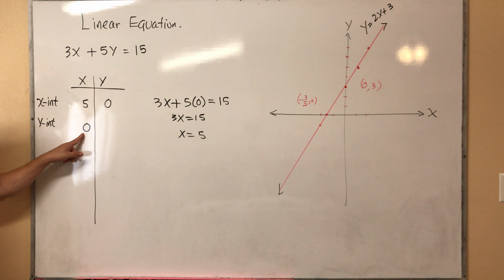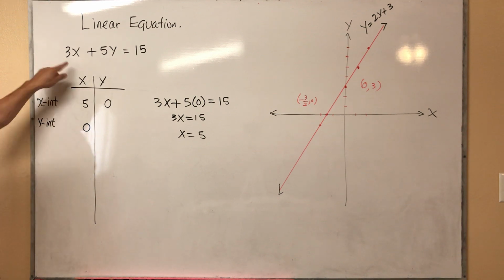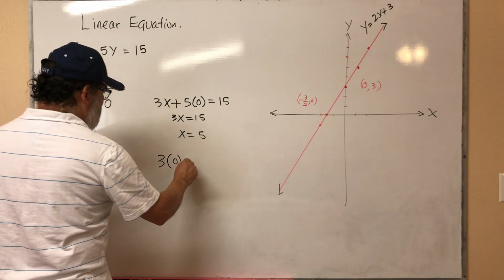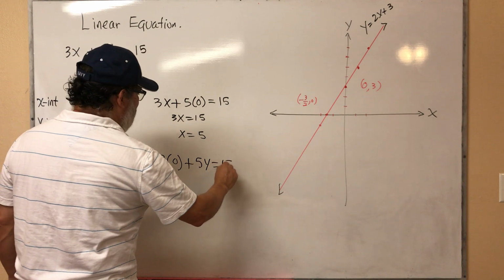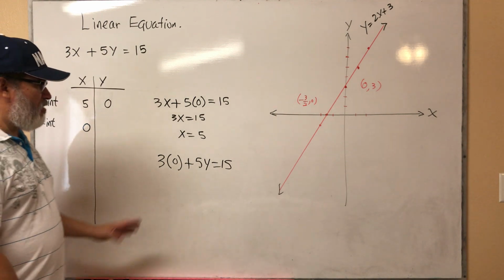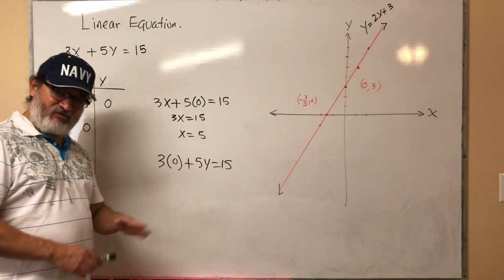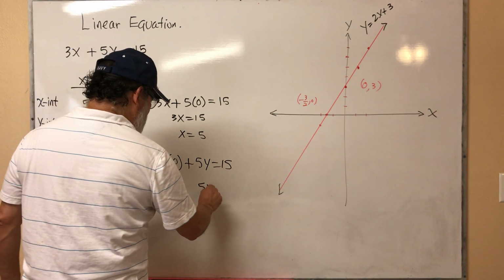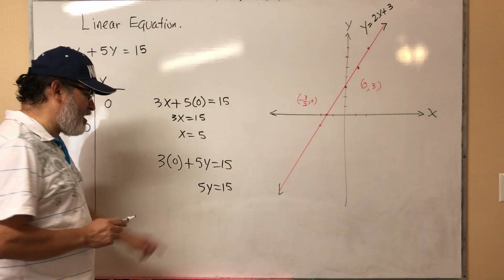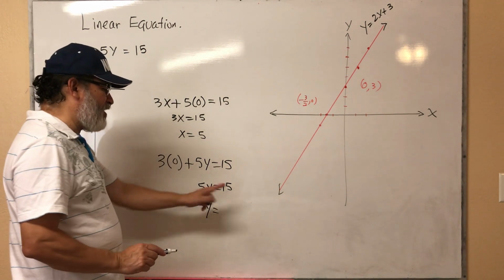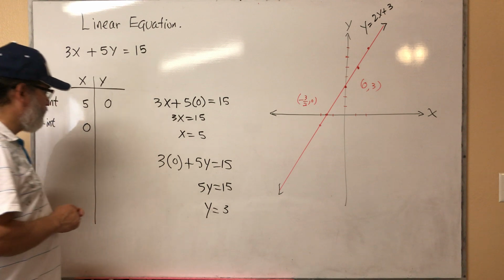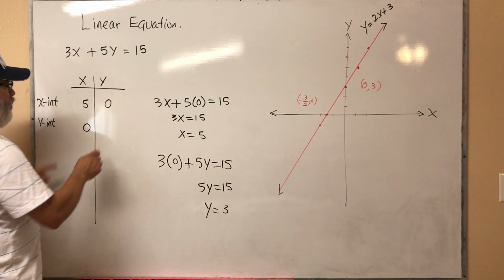Let's do this one. Let x be 0. Plug in 0 for x. So 3 times 0 plus 5y equals 15. What's 3 times 0? 0. 5 times y is 5y equals 15. What's next? Divide both sides by 5. What's 15 divided by 5? 3. So when x is 0, y is 3.